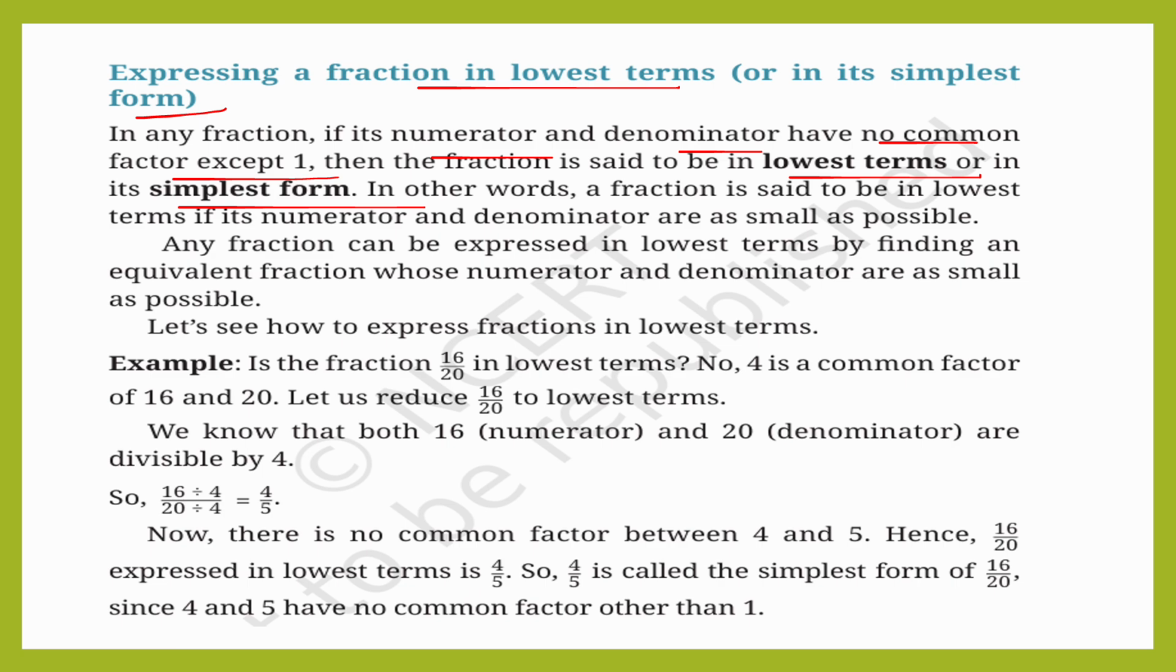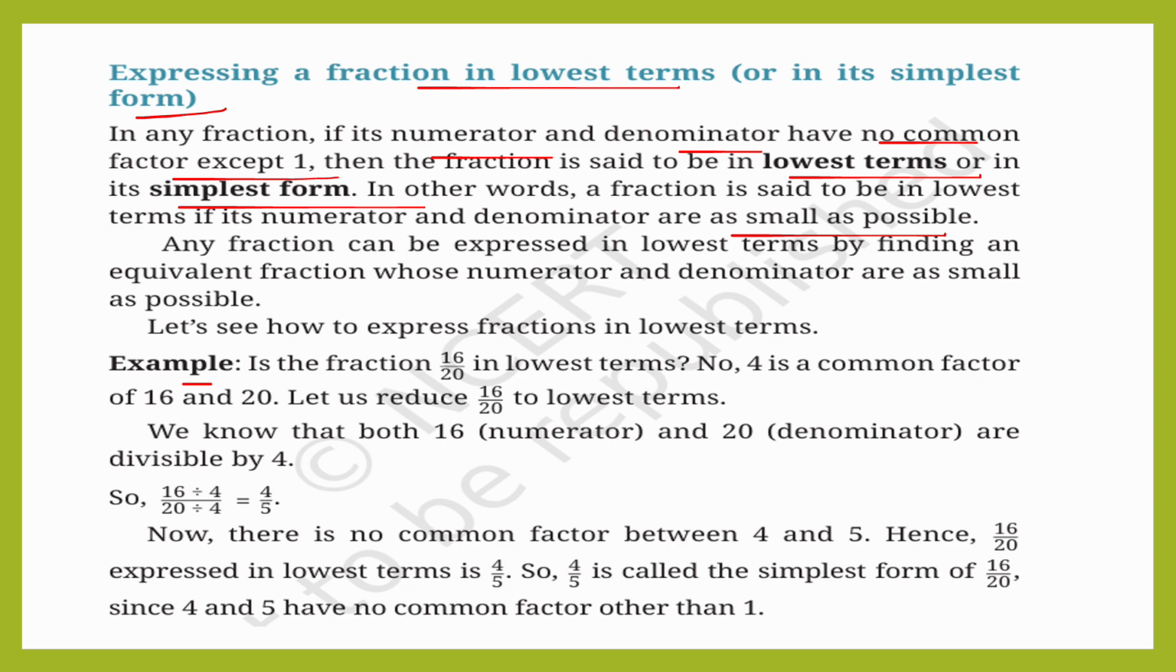In other words, a fraction is said to be in lowest terms if its numerator and denominator are as small as possible. Any fraction can be expressed in lowest terms by finding an equivalent fraction whose numerator and denominator are as small as possible. Let us see how to express the fractions in lowest terms.